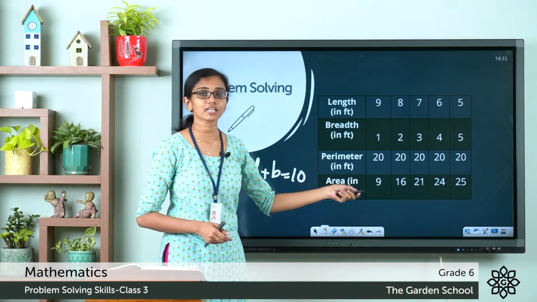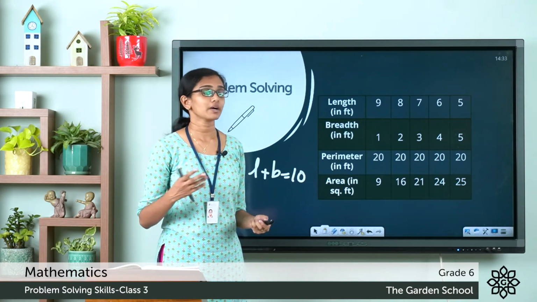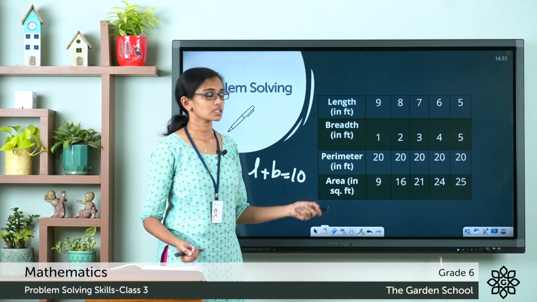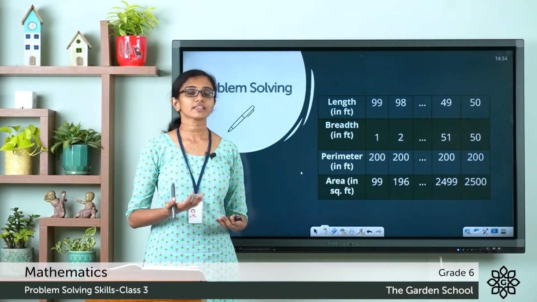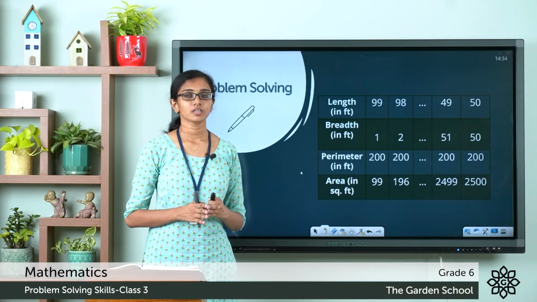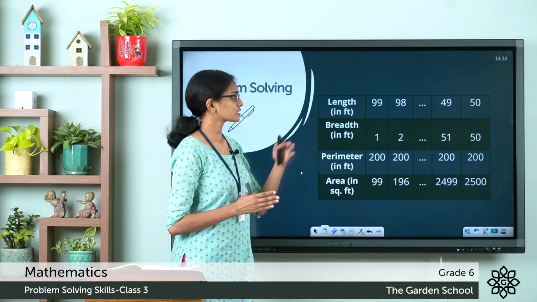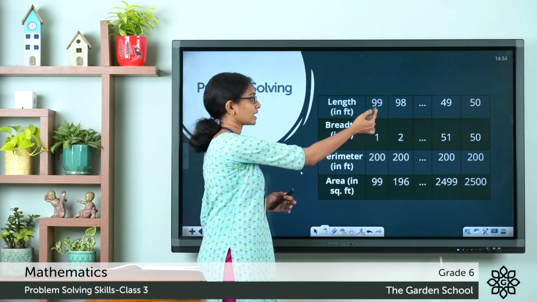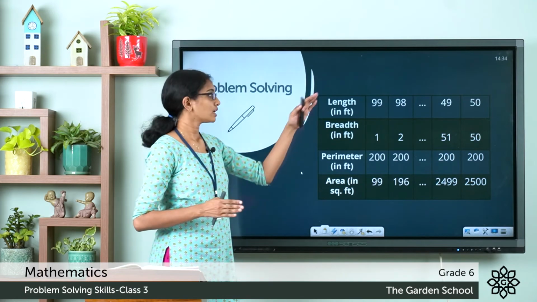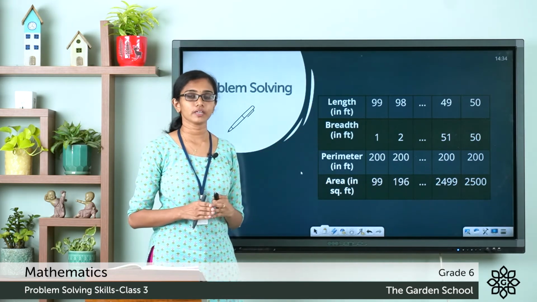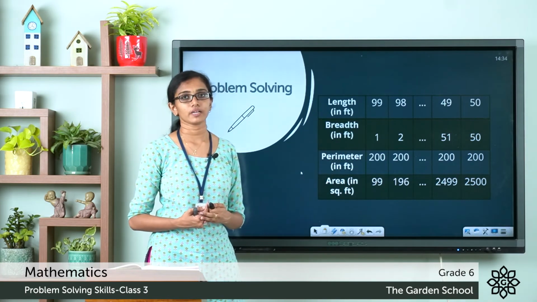So, in this similar case, we imagined the perimeter to be 20 feet. Now, let's get real. Let's come back to the original problem given to us. Here, the perimeter is equal to 200 feet. So, to get the perimeter as 200 feet, which are the possible combinations of length and breadth? The first case, when length is equal to 99 feet and breadth is equal to 1 foot, you will get the sum length plus breadth equal to 100 feet. The perimeter will be the double of it, hence perimeter will be 200 feet.